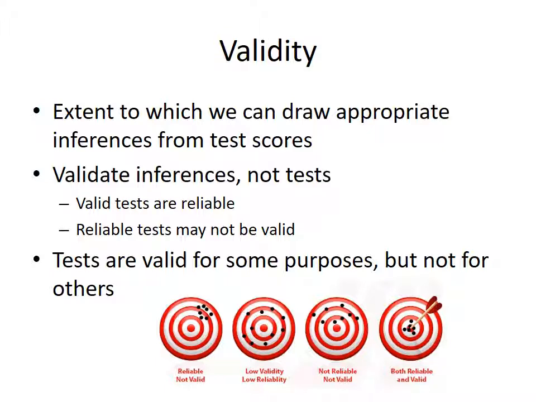So we validate the inferences, not the test. We're not necessarily saying this test is valid. What we're validating is whether the inferences we draw from this test truly relate to constructs that we'd expect this test to be related to. So the validation is on our assumption.